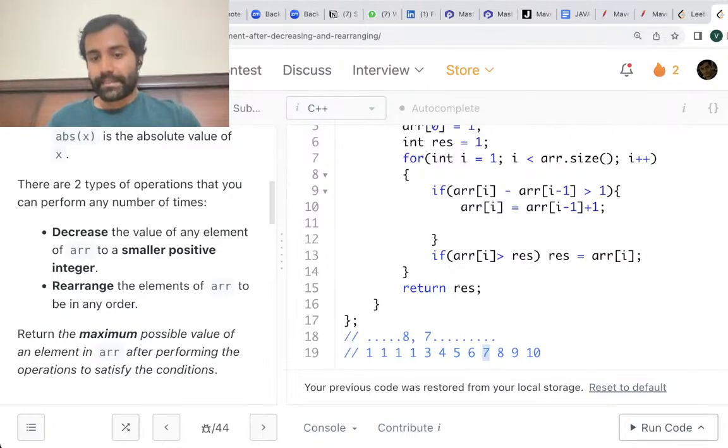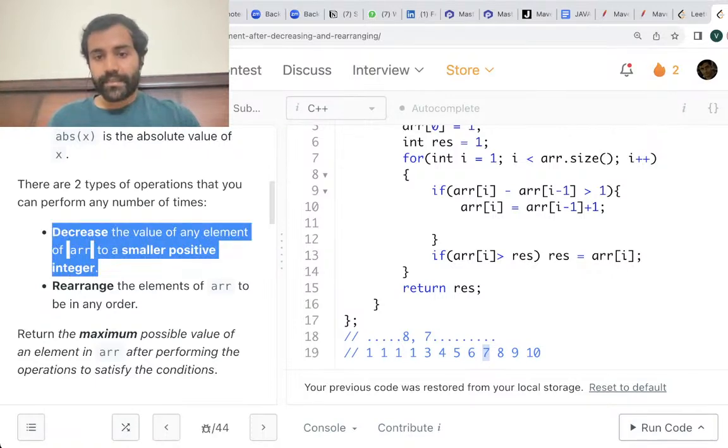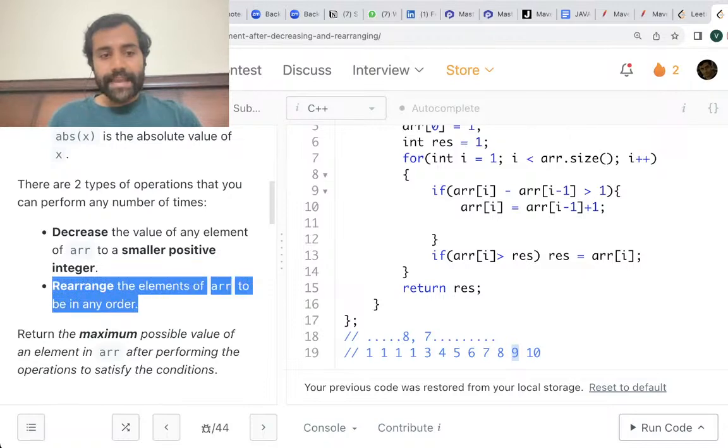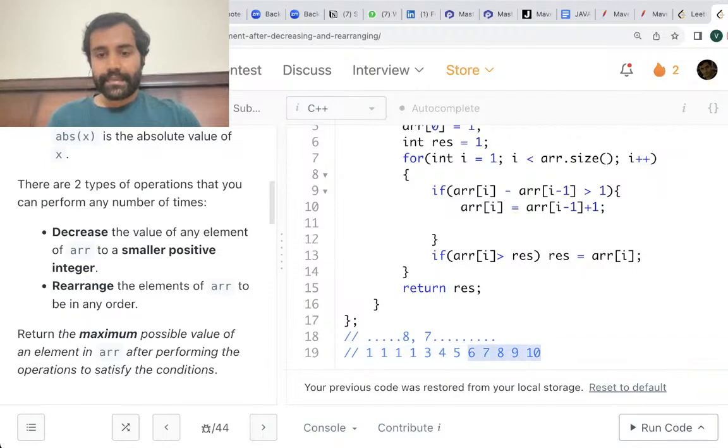So for example, I can't convert this 7 into 8 or 9 or anything, but I can definitely decrease it into a smaller positive integer. So I can make it equal to 6 or 5 or 4 or 1 or 3, anything which is smaller than 7. So this is the first kind of operation: pick an element and change its value to anything smaller. The second thing is that you can rearrange the elements of the array in any order. If this is the array, I can rearrange it however I want. So you can create any permutation of it.